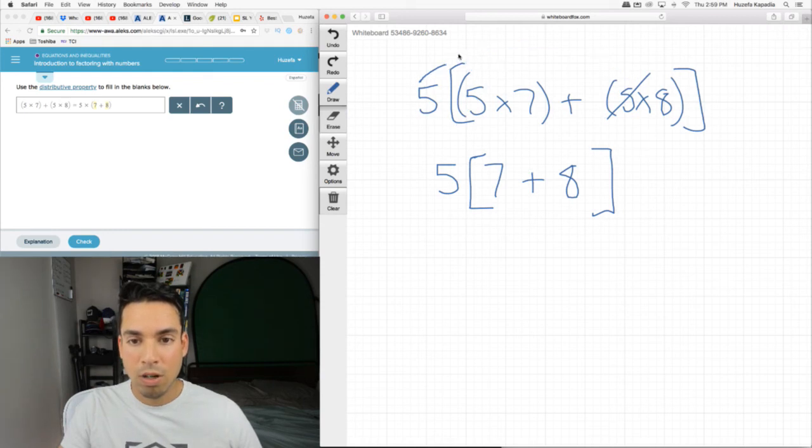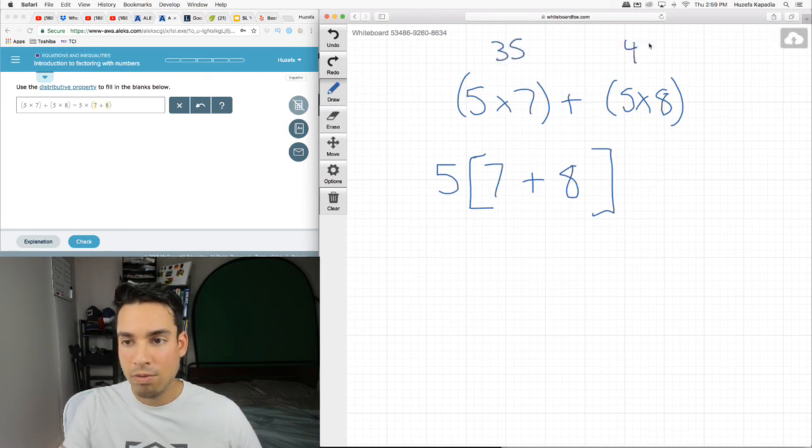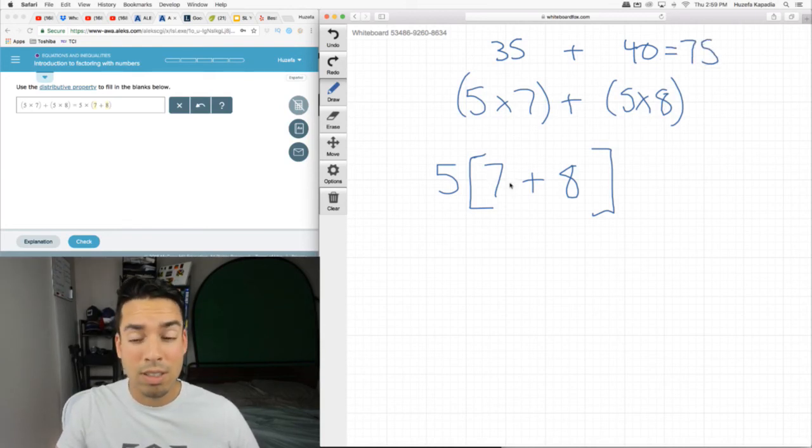So I'm going to first start with the original expression, and I'm going to carry it out. So 5 times 7 is 35. 5 times 8 is 40. Then if we were to add them up using standard PEMDAS, 35 plus 40 is 75, which I'm telling you is the same as this. So let's do it this way. I factored out a 5.